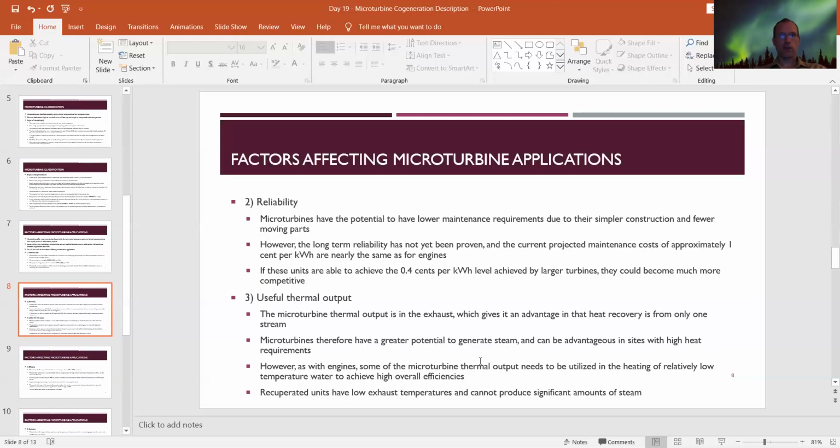Second factor is reliability. Again, these things have very few moving parts, and so they have fairly low maintenance requirements. Long-term reliability obviously hasn't been proven because they've only been around, as I said, about 20 years. And so you really need to have these things around a really long time before their reliability is proven.